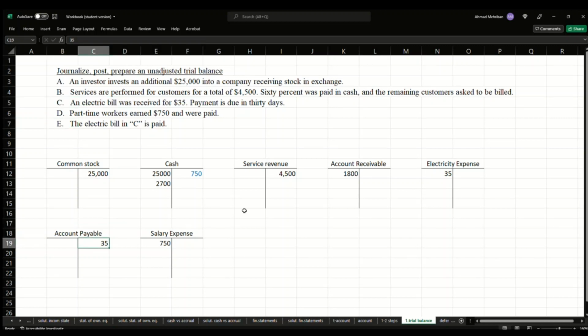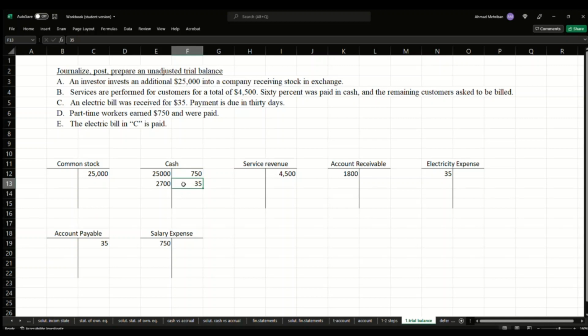So we already have the fact that we have recognized the electricity expense in our accounts payable. Now we paid it. That's it. Paying $35 means minus, yeah, we deduct cash. Again, I'll change the color back to black. Yeah, $35 we paid in cash.